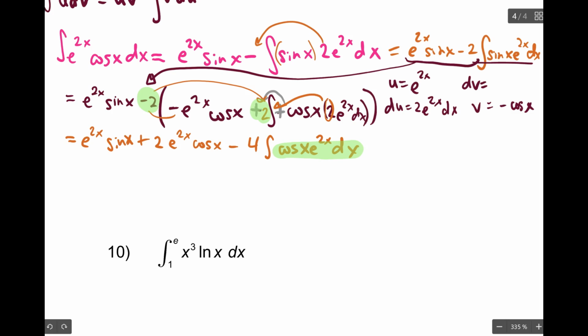Okay, so my original integral is right here. On the left side? Yeah, I distributed the negative. So here, these negatives turn to a positive. This negative turns to a negative. So it's minus 4. Okay, cool. So this is my original integral, and over here it's still equal to my original integral. So what I'm going to do is add 4 on both sides. Add 4 of my original integral, add 4 cosine x e to the 2x dx.